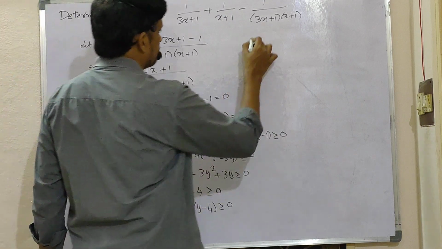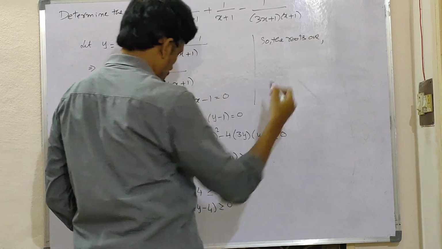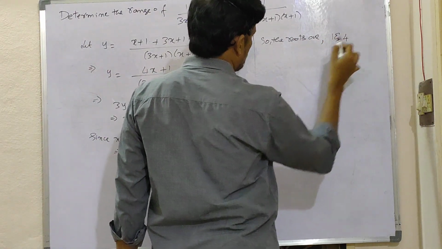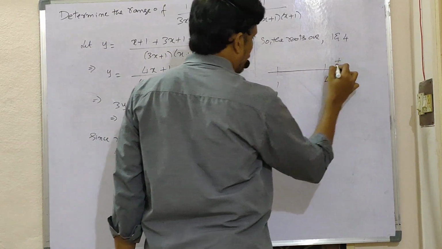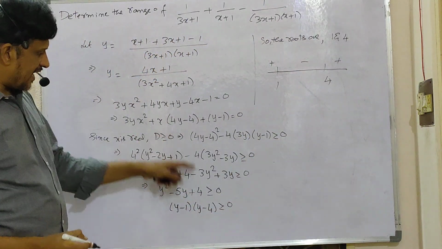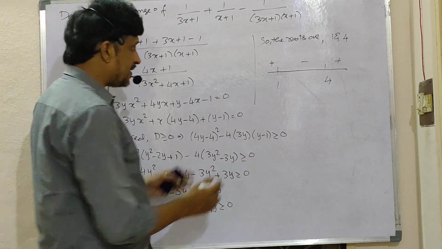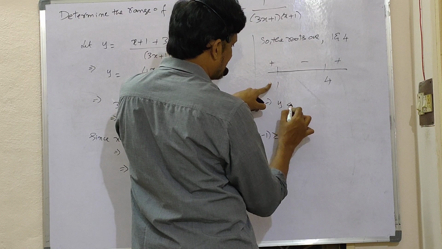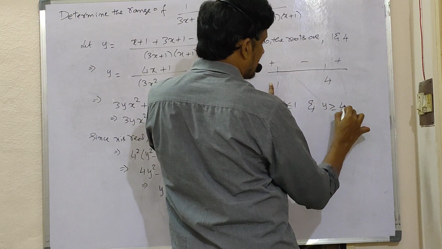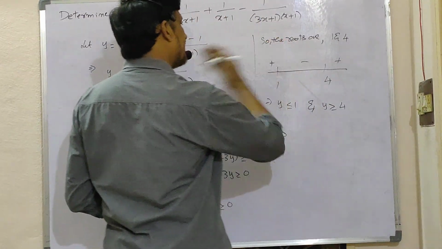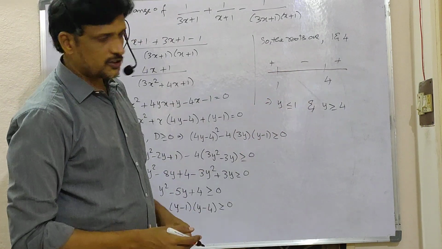So the roots are 1 and 4. On the number line, if you take 1 and 4 like this, the signs are positive, negative, positive. Since the expression is greater than or equal to 0, we want the positive parts. That means y is less than or equal to 1 or y is greater than or equal to 4. At 1 and 4 the value is 0. If it is less than 1 or greater than 4, you are getting positive.